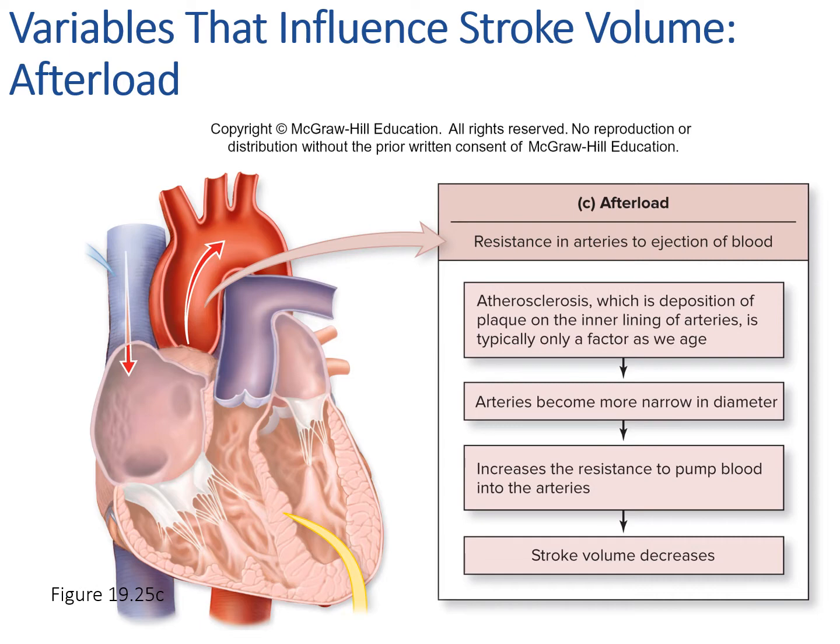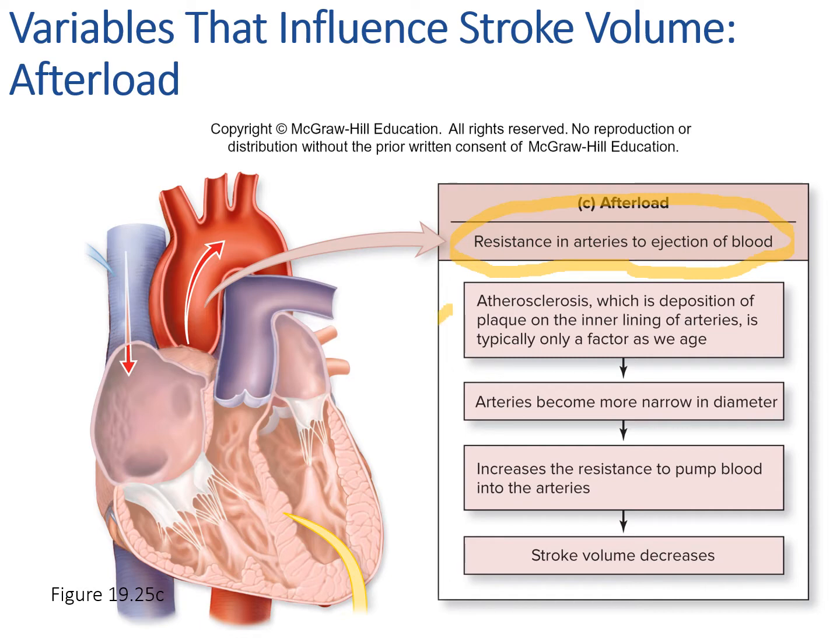Variables that influence stroke volume. Afterload. Afterload is the resistance in the arteries to the ejection of the blood. So if you're blowing into a straw, the thicker the straw, the easier it is to empty out your lungs. People with asthma know how hard it is to breathe when they have an asthmatic attack.